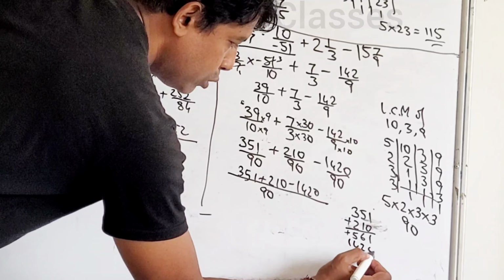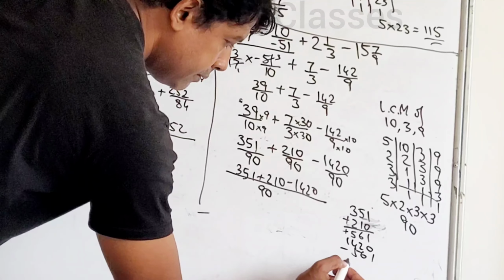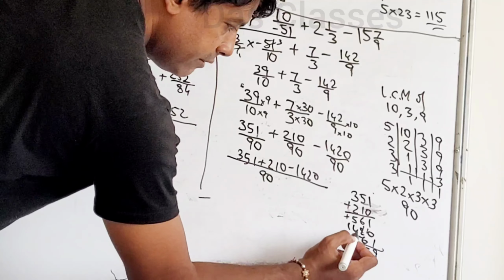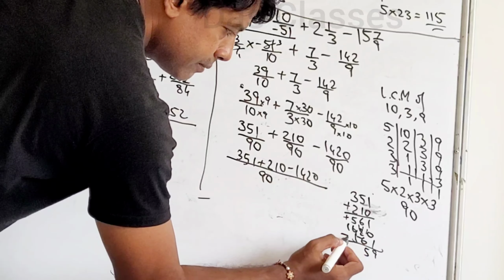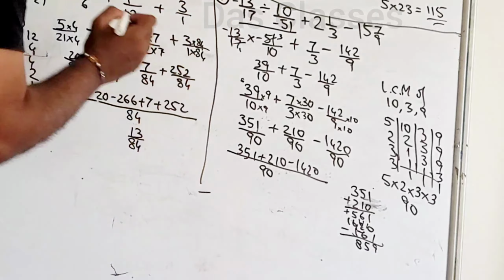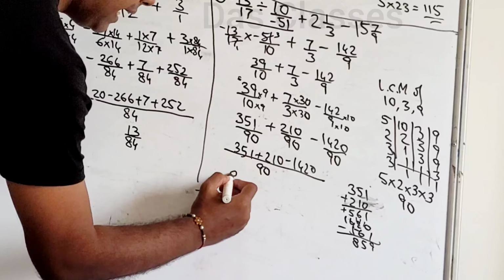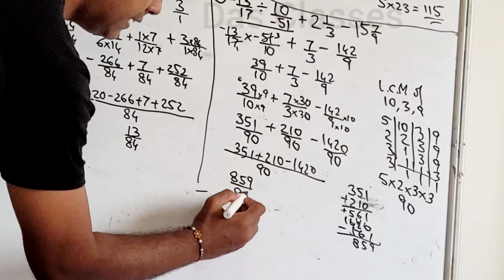So it's going to be 1420 minus 561. So that's going to be 9, 5, 8. It's going to be 859. Yeah, 859. So it's going to be 859 upon 90.